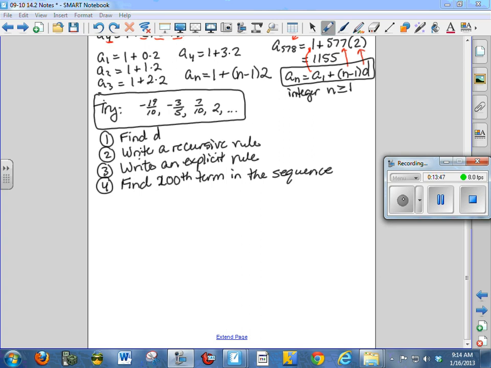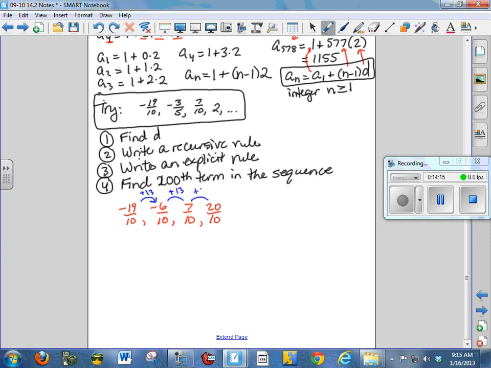So a couple ways to rewrite this, and I'm just going to do it in fraction form, is negative 19 tenths. Well, negative 3/5 is the same as negative 6 tenths. Then I have 7 tenths, and then 2 is the same as 20 tenths. Now if we look at the numerators, to get from negative 19 to negative 6 we add 13. To get from negative 6 to 7 we add 13. To get from 7 to 20 we add 13. So actually in this case d is equal to 13 tenths or 1.3.